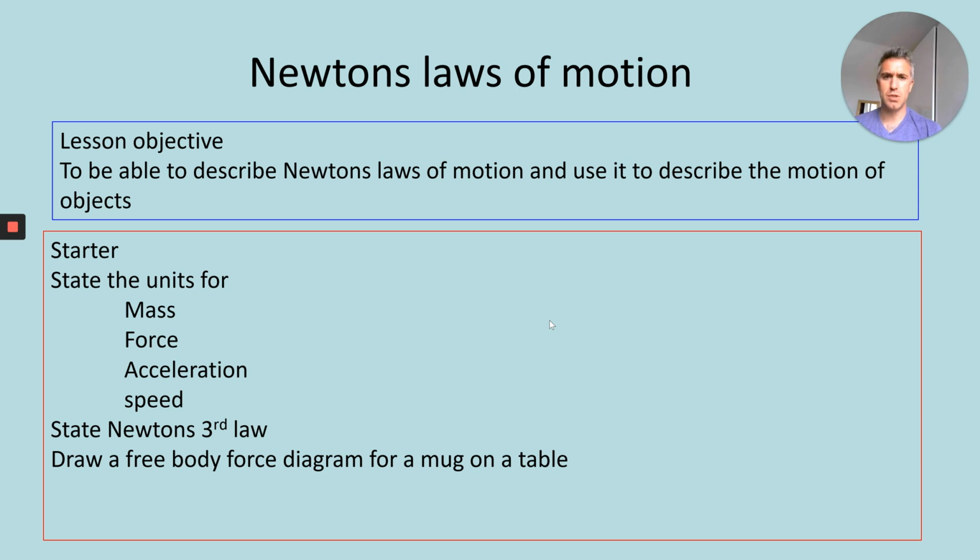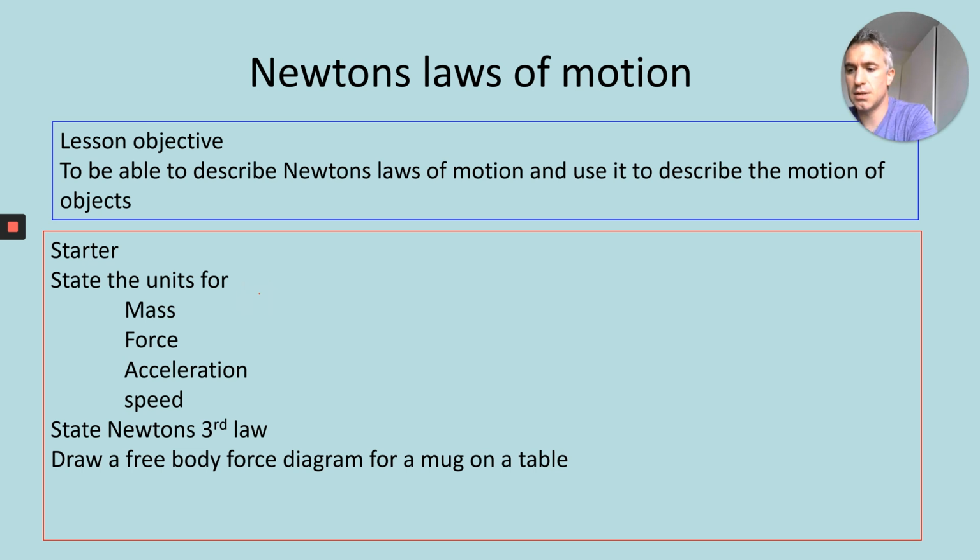But let's start off with just reviewing some important things that we're going to need for this. What are the units for mass? The units for force, the units for acceleration, and the units for speed? Then can you state Newton's third law? And then can you draw a free body force diagram for a mug on a table? Go. Have you done that? So let's try the answers.